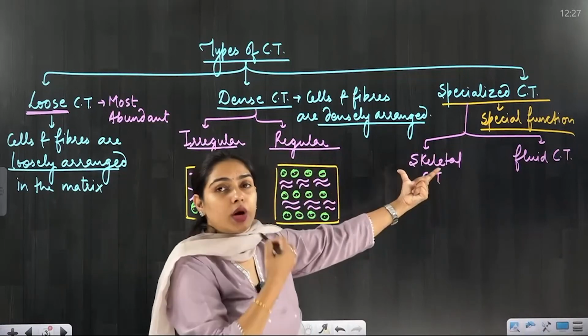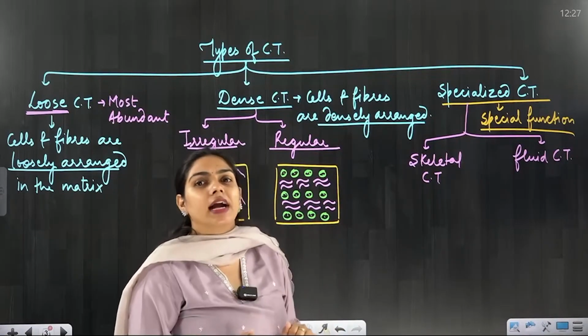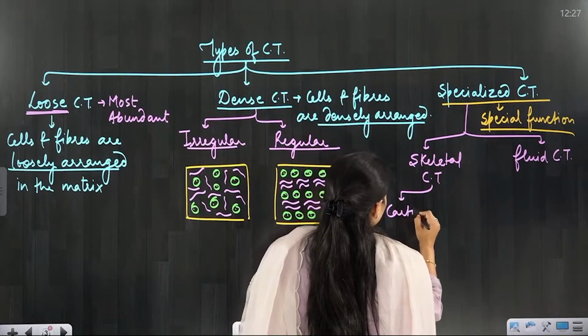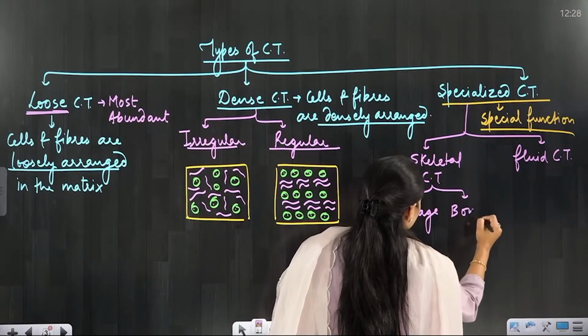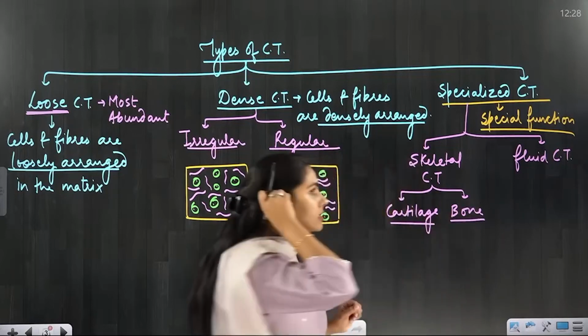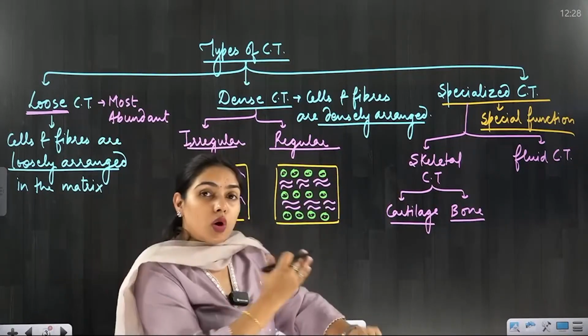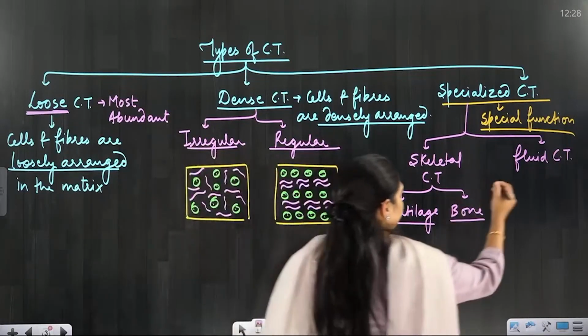Skeletal connective tissue. Our endoskeleton is made up of bones, beta. Also made up of cartilages. So skeletal connective tissue is of two types, cartilage and bone. You know about all these things, right? Do you know that this is a cartilage, this is a cartilage? Yes or no? Then you know about bones. We have so many bones, 206 bones are there.